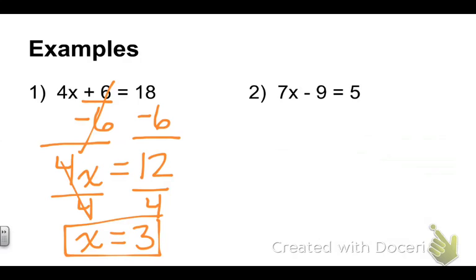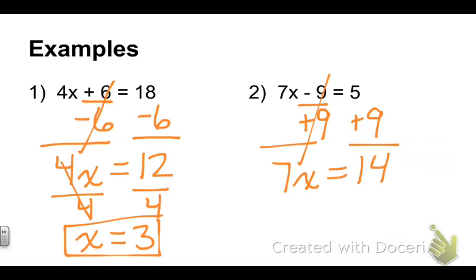Same thing with number 2. 7 times what number minus 9 equals 5. Get rid of whatever's being added or subtracted to the variable first. So what gets rid of a minus 9? Do the opposite of minus 9. It's plus 9. Whatever you do to one side of the equal sign, do to the other side of the equal sign. So let's see. Negative 9 plus 9 is nothing. Leaves you with 7x is equal to 14.